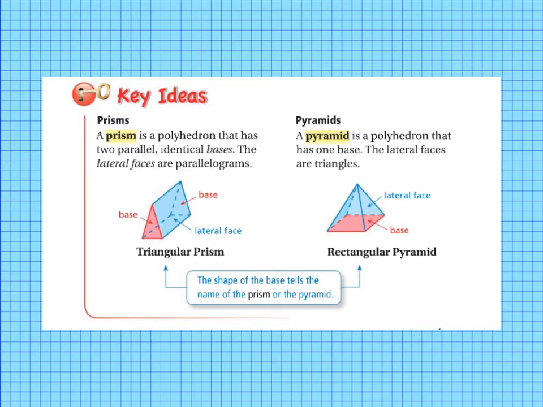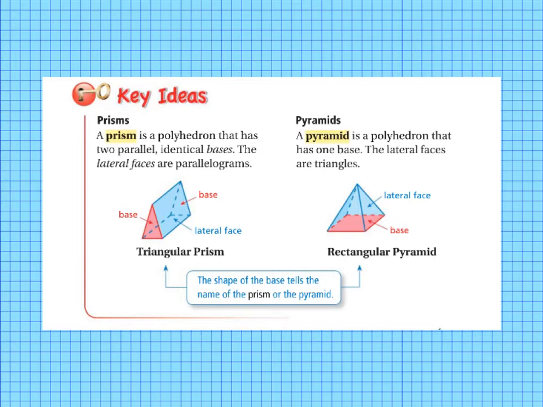A pyramid is a polyhedron that has one base. The lateral faces are triangles. So the sides of a pyramid are triangles. The sides of a prism are parallelograms or rectangles. So when you stand a pyramid up on its base, the top of it is a point. You can only stand it on one end.